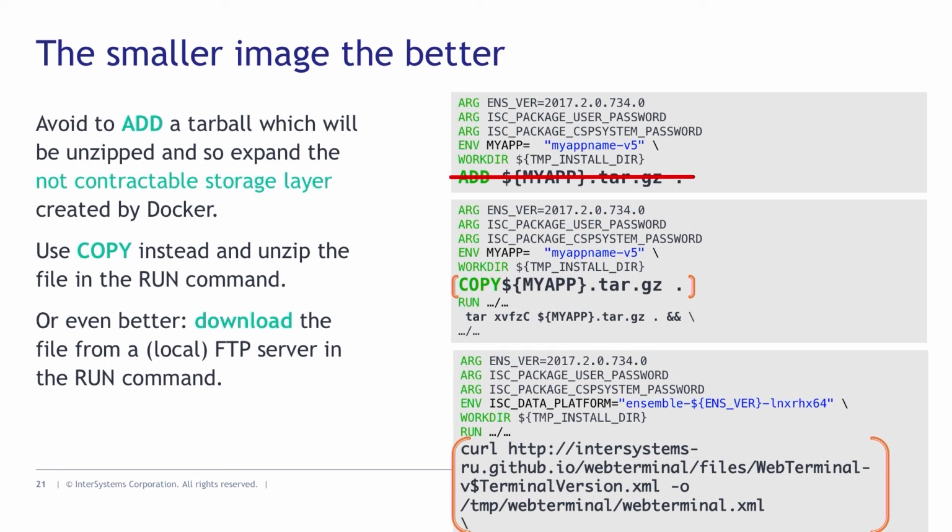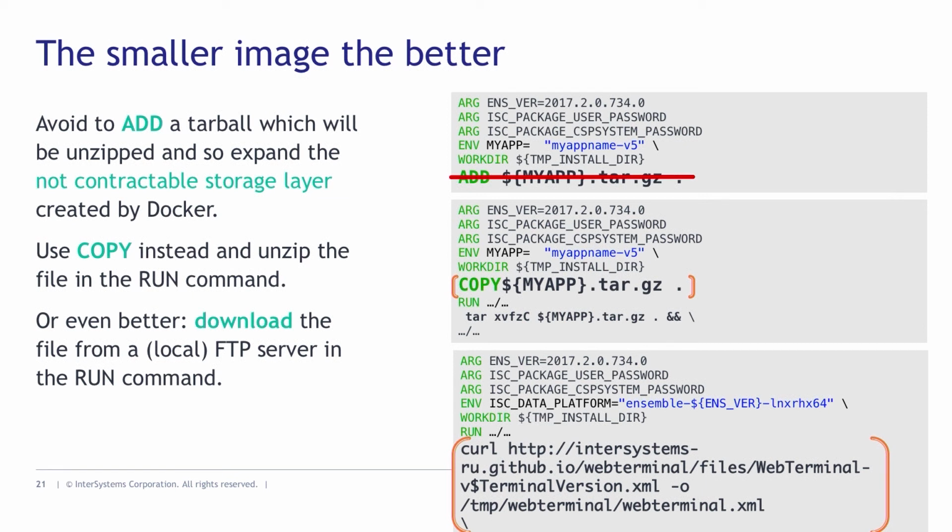For instance, if you are adding a zipped file in your container, avoid ADD, because it will be unzipped during the build phase. And when it's unzipped, all the space needed during the build phase is uncontractable, so you cannot retrieve this space. So at the end, you will have a bigger image because of this unzipped phase. So instead of that, use COPY.